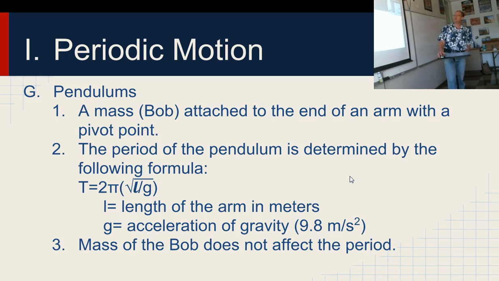Okay. Specifically, a pendulum. We're going to talk about the math regarding a pendulum and some terms associated with those. A pendulum is a mass attached to the end of an arm with a pivot point. We call the mass a bob.